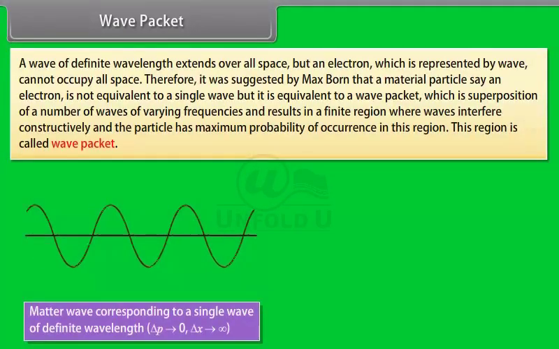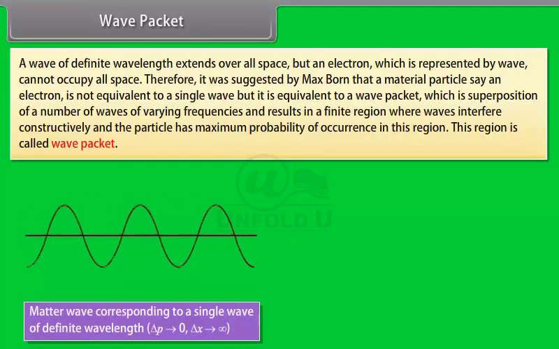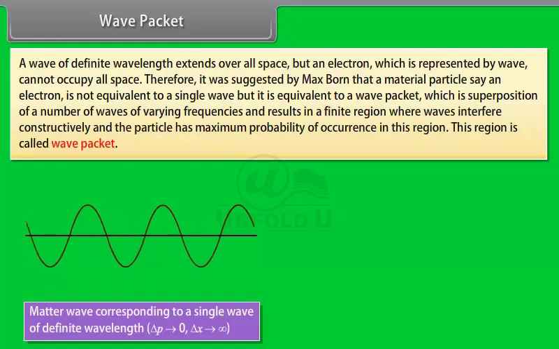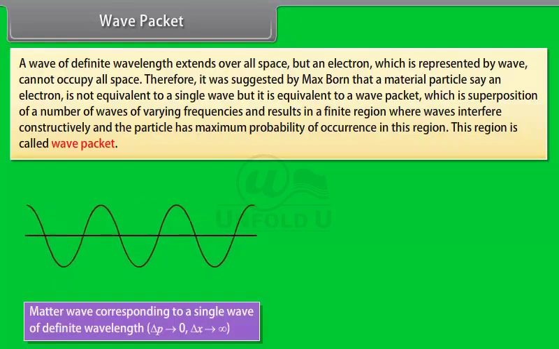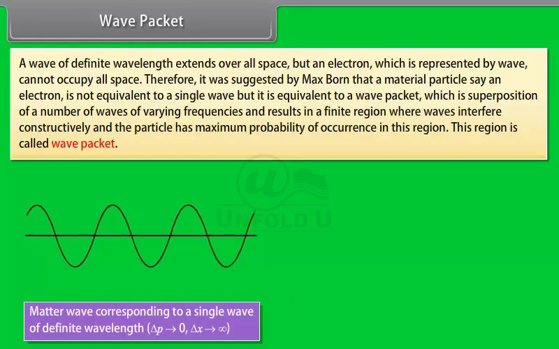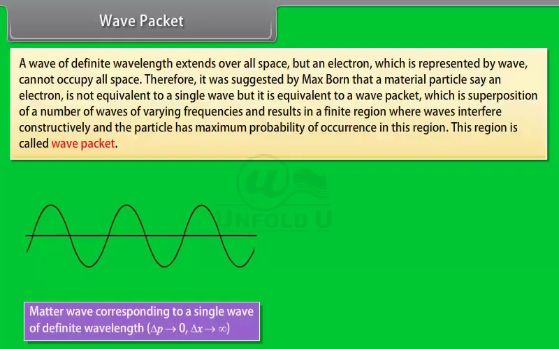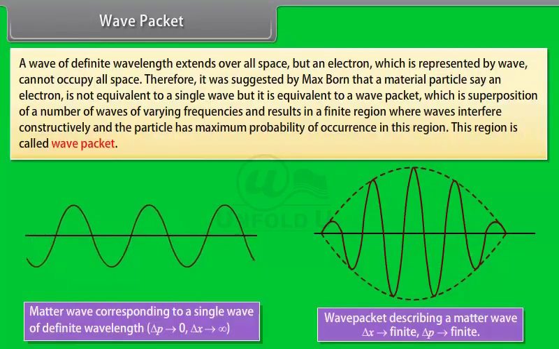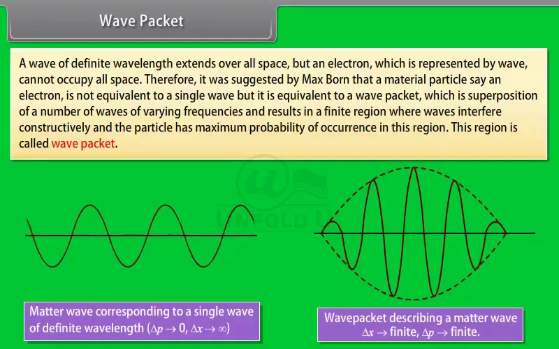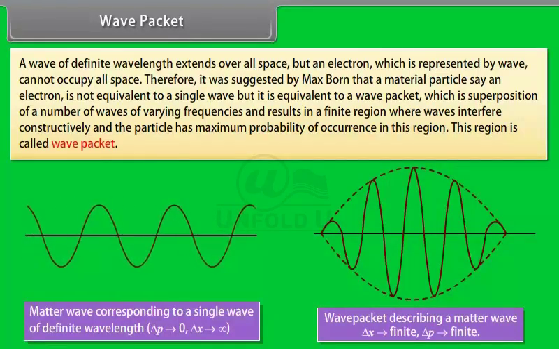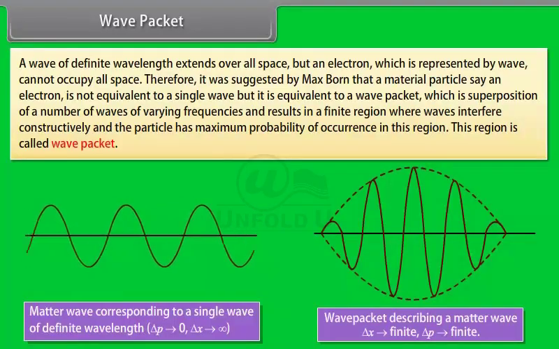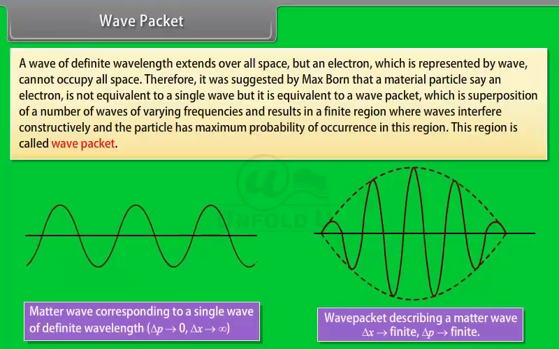A wave of definite wavelength extends over all space, but an electron, which is represented by wave, cannot occupy all space. Therefore, it was suggested by Max Born that a material particle, say an electron, is not equivalent to a single wave, but it is equivalent to a wave packet, which is superposition of a number of waves of varying frequencies and results in a finite region where waves interfere constructively and the particle has maximum probability of occurrence in this region. This region is called wave packet.